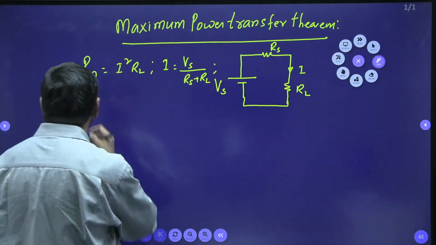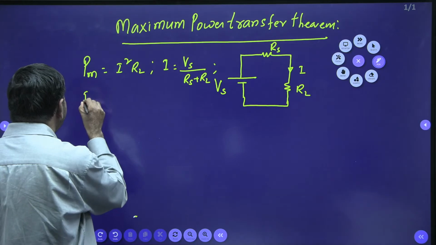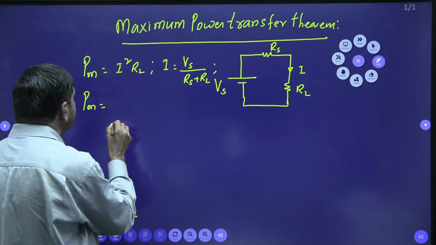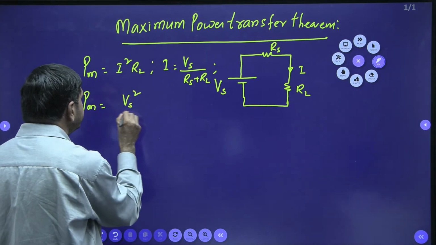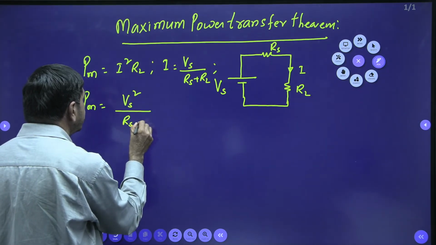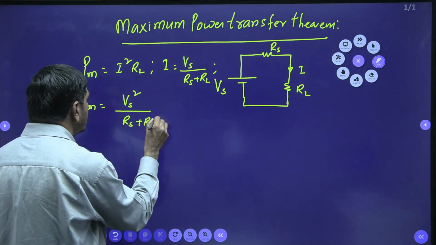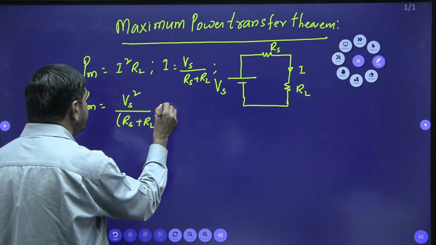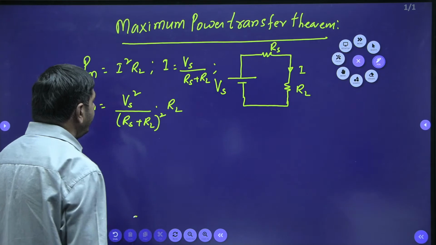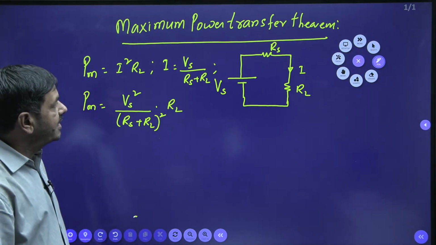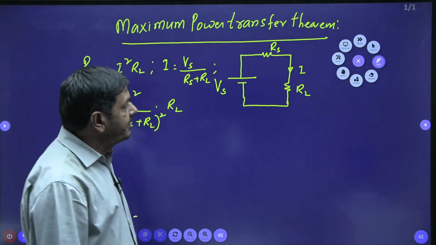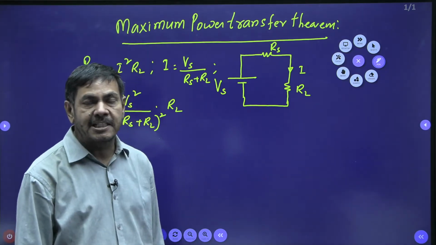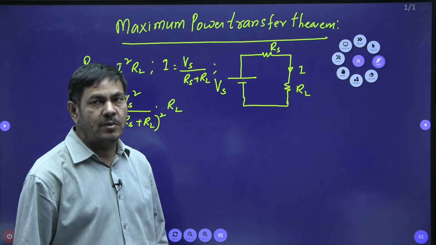I can substitute that here now. The power transferred to the load can be calculated: I square is Vs square divided by (Rs plus RL) whole square, into RL. Maximum power is transferred to the load whenever Rs and RL are equal; only then will maximum power be transferred to the load.